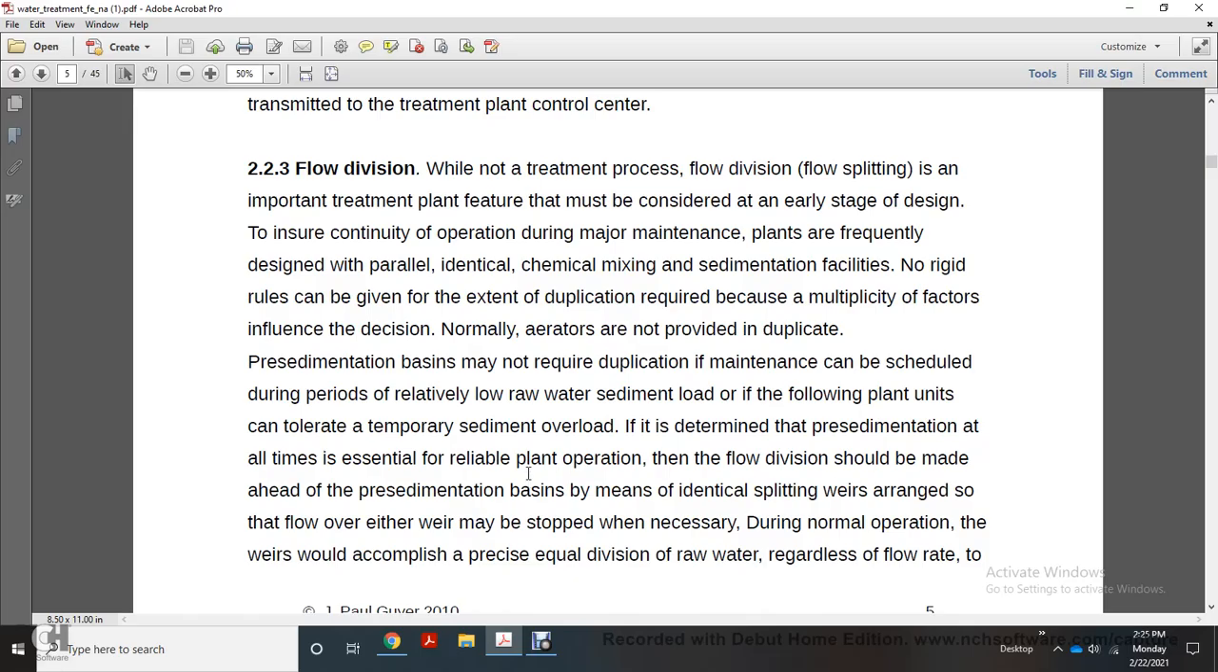Normal aerators are not provided with duplicates. Sedimentation basins may not require duplication, and maintenance can be scheduled during periods of relatively low raw water sediment. Low fouling plant units can tolerate temporary sediment overload, but pre-sedimentation is essential at all times for reliable plant operation. Flow division should be made at the head of the pre-sedimentation basins by means of identical splitting weirs, so that the flow over either weir may be stopped when necessary.